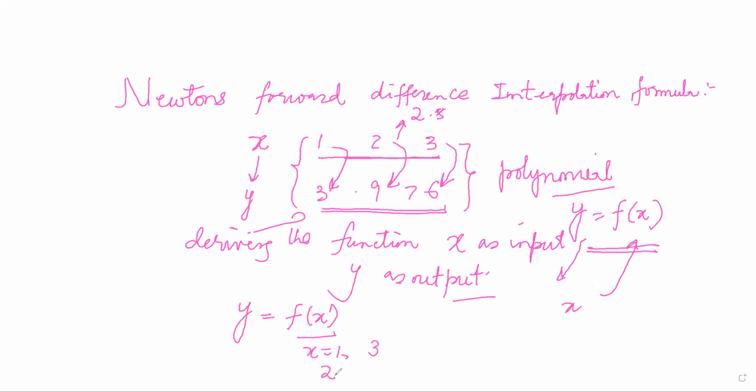If we give x is equal to 2, it should give us y is equal to 9. If we give x is equal to 3, it should give us y is equal to 6. And if we give x is equal to 2.5, it should give us the perfect value of y. This is the trend. And this we do with the help of Newton's forward difference interpolation formula.